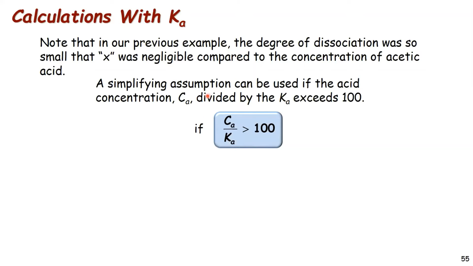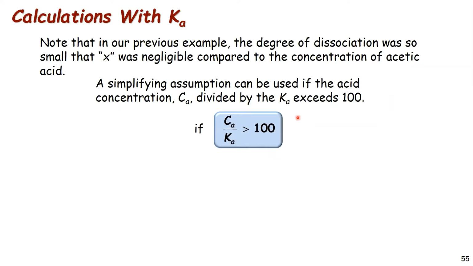We're going to say that if the initial concentration divided by the Ka, if that ratio is greater than 100, we're going to be able to ignore the minus x term in our equilibrium constant expression. And what that means is we're not going to have to use the quadratic formula. So you want to apply this every time you're looking at a weak acid equilibrium. Because if you don't have to use a quadratic formula, you don't want to. It's just a waste of time.